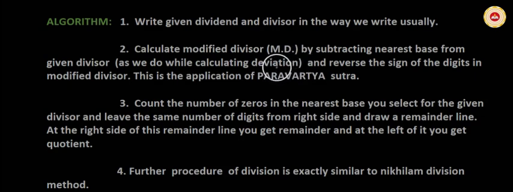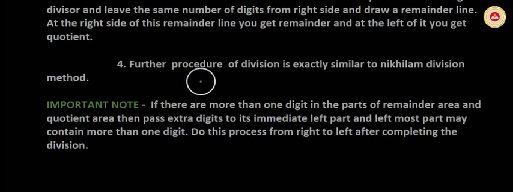Simple. Step number 3, count the number of zeros in the nearest base you select for the given divisor and leave the same number of digits from the right side and draw a remainder line. At the right side of this remainder line, you get the remainder, and at the left of it, you get the quotient. Step number 4, further procedure of division is exactly similar to the Nikhilam division method.